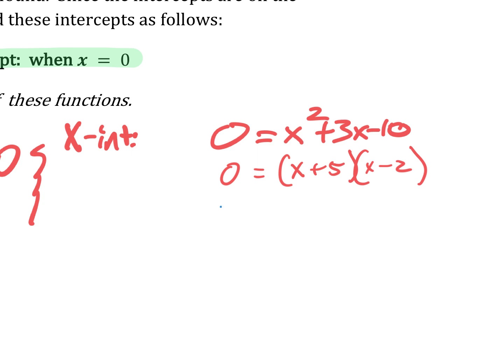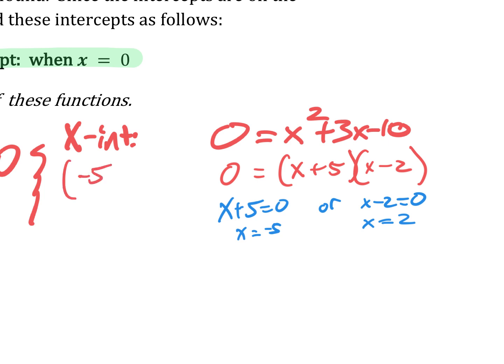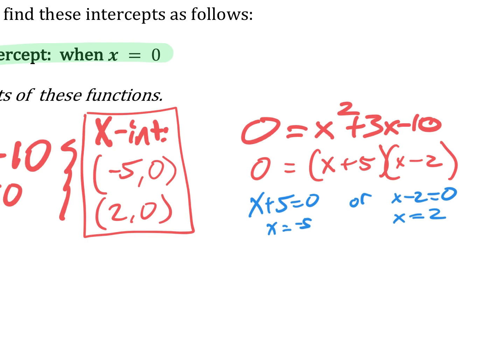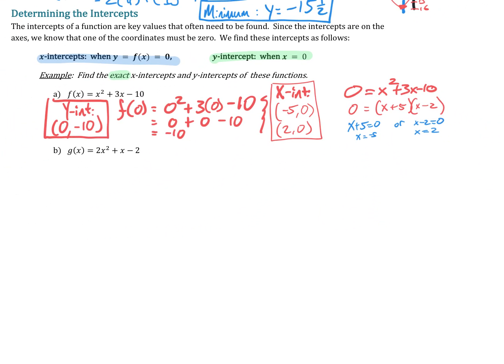So then how do we solve that? Well, we've got to make x plus 5 equal to 0 or x minus 2 equal to 0. We subtract 5 from both sides, and we get x equals negative 5. We add 2 to both sides, and we get x equals 2. So when x is negative 5, this whole thing becomes 0. When x is 2, this whole thing becomes 0. So we have 2 points for our x-intercepts: negative 5, 0, and 2, 0. All right, so those are the coordinates. Sometimes we'll just give the x value, but the coordinates are a little more exact. All right, let's try one more.